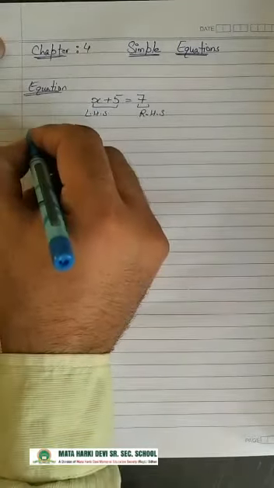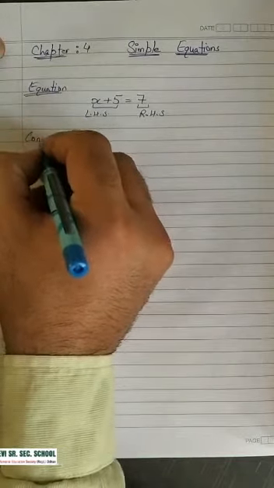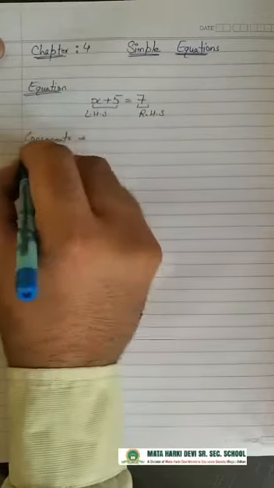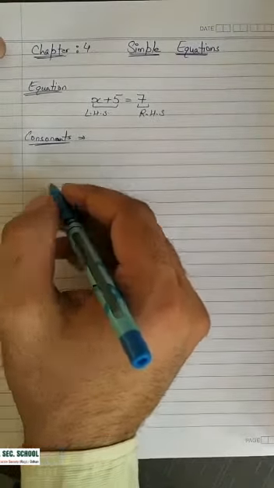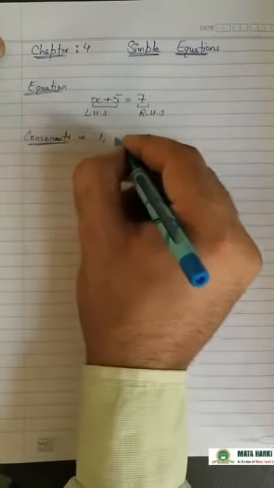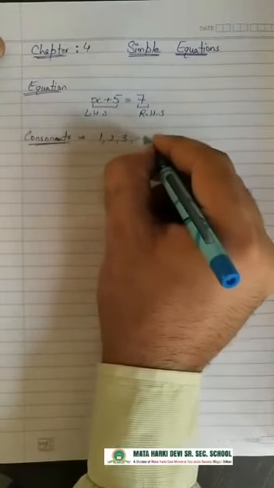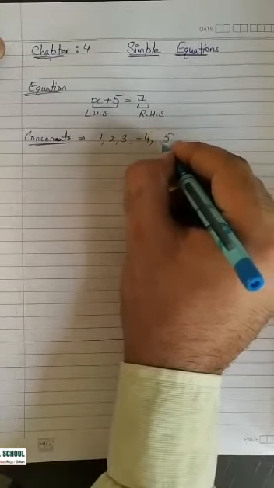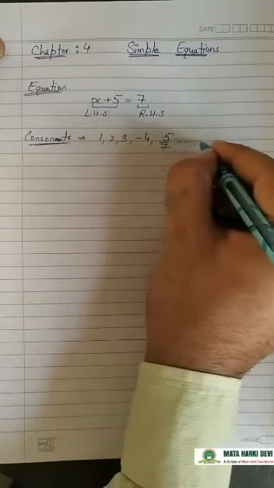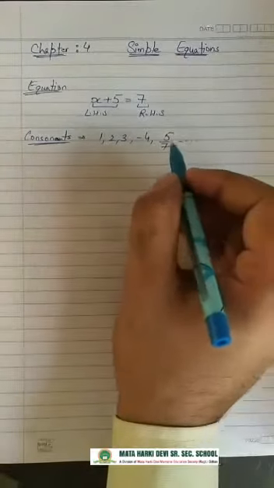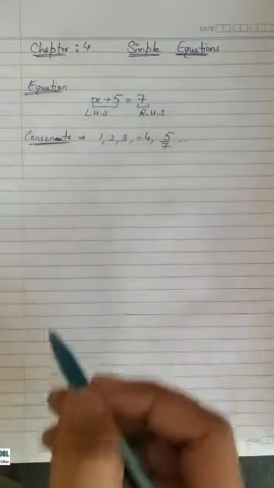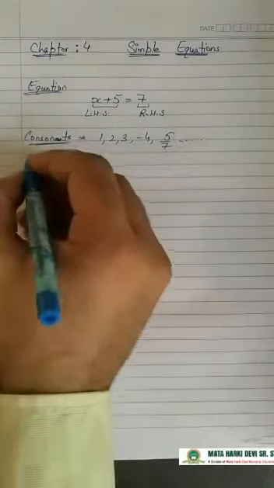Constants have a constant value. For example, they can be integers like 1, 2, 3 or negative numbers, or they can be fractions or other rational numbers that have fixed values. And what are variables?